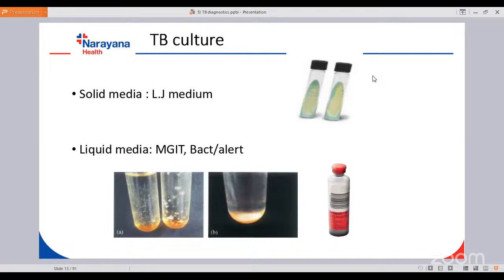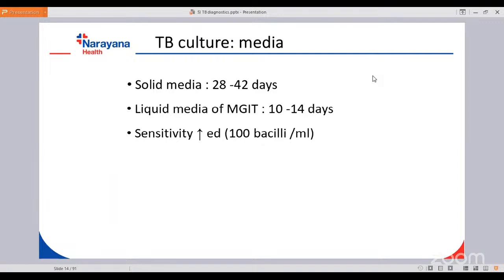There are two methods of automated TB culture. One is MGIT, very popular. A lot of clinicians just write MGIT culture instead of writing TB culture. It's almost become like a generic name. And BACTEC is another machine which also does TB cultures. So what does it do? What is the advantage of doing it by liquid medium?